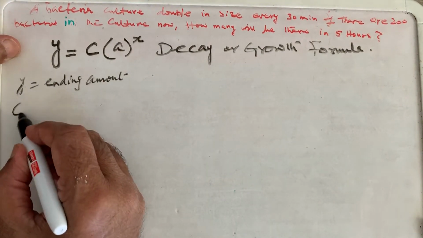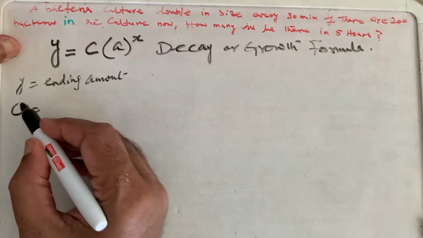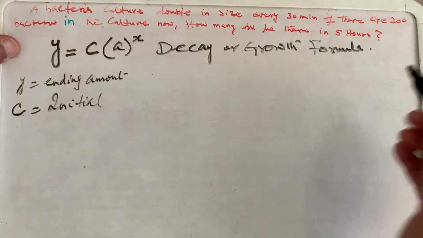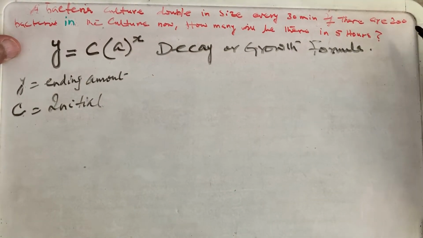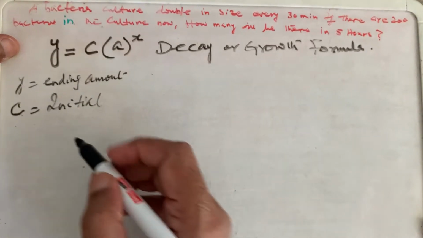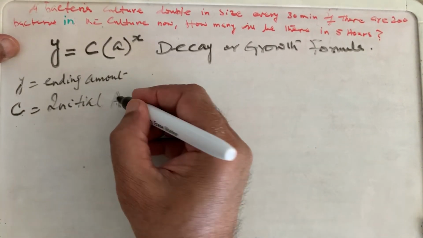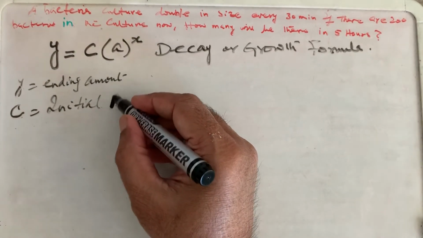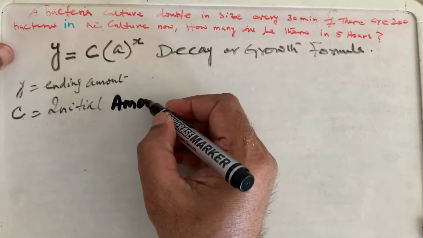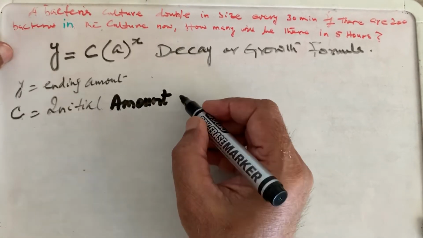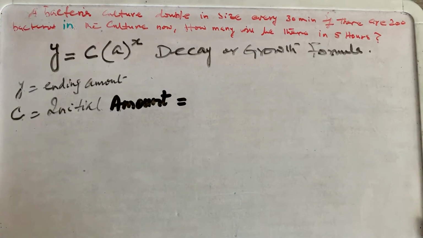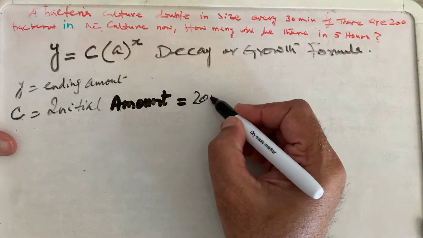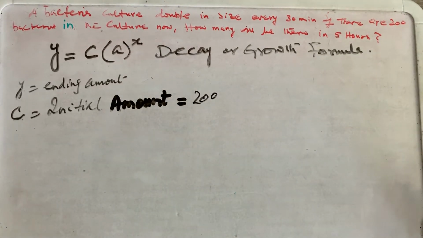C is the initial amount. The variable c is the initial amount. So when they start, there are 200 bacteria in the culture. So the initial amount is 200, right? So I will write 200. So you have to remember the variables. Initial amount is 200. Very good. So c is the initial amount.